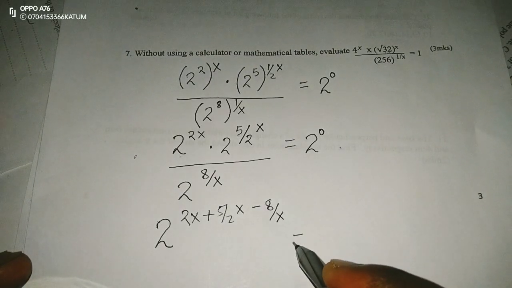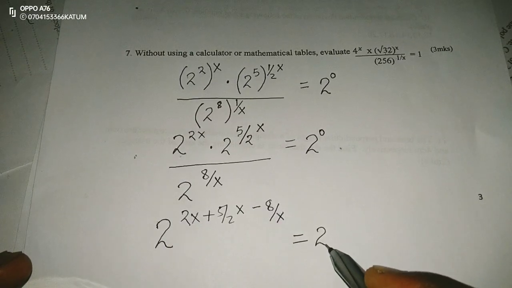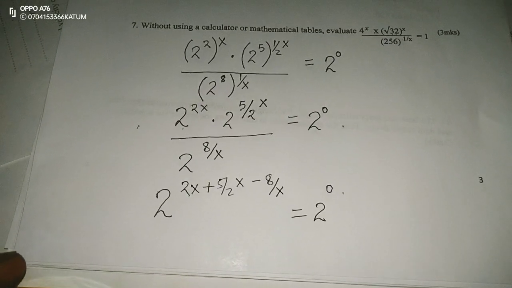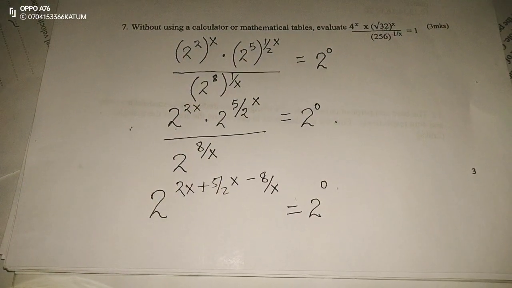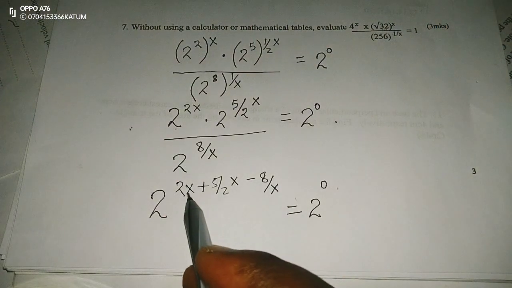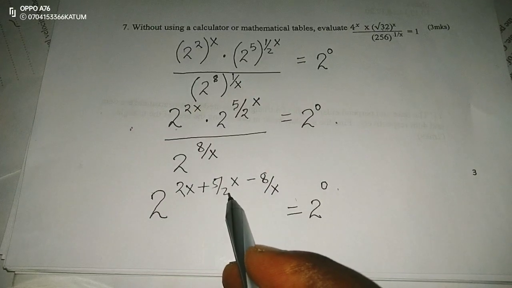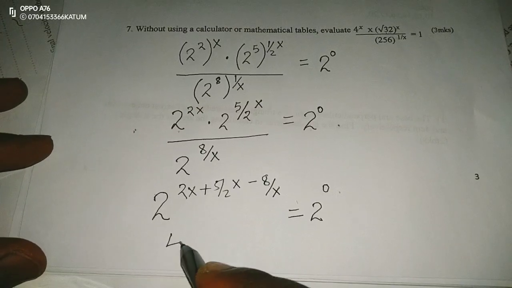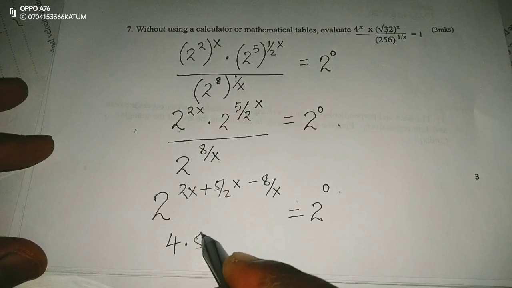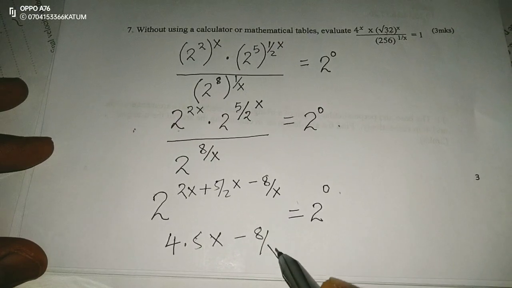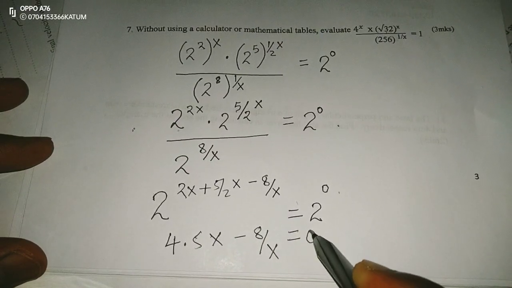This is equivalent to 2 power 0. Now that the bases are the same, we can equate the indices. We can equate the powers. Therefore, 2x plus 5 out of 2, which is 2.5x, becomes 4.5x minus 8 out of x is equal to 0.